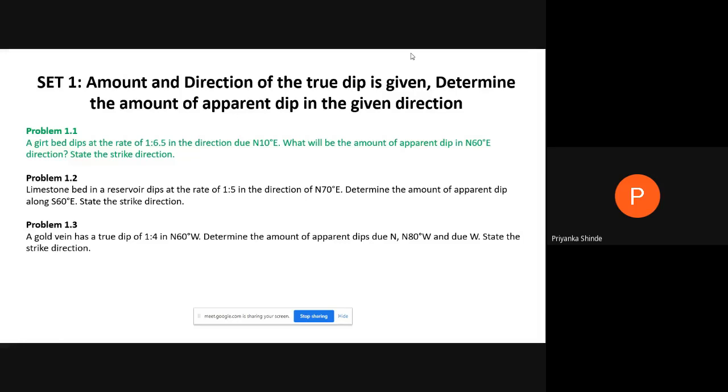Here, what is given? The direction and amount of true dip is given. That is, the direction is north 10 degrees east, and along that direction the amount is 1 in 6.5. Then what is asked? What will be the amount of apparent dip in the north 60 degrees east direction? And also we need to find out the strike direction.